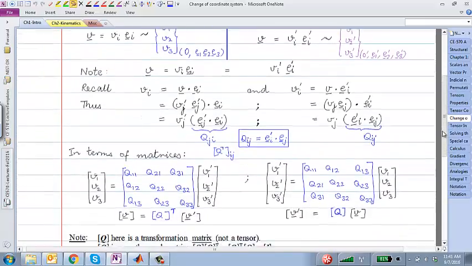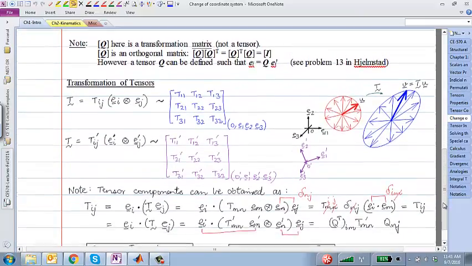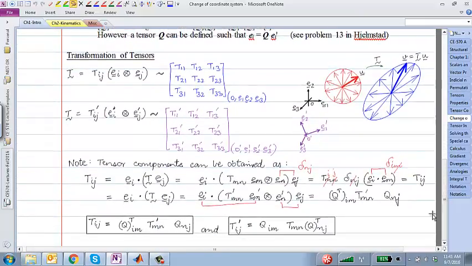Once you have that matrix, we also looked at how you would convert tensor components, because just like vectors have 3 components, tensors have 9 components, right? So as I mentioned, if you have these 9 components of a tensor in one coordinate system, the exact same tensor can have 9 different components in a different coordinate system. And now that we know how to convert vectors from one coordinate system to another, we can use the same logic to convert tensor components.